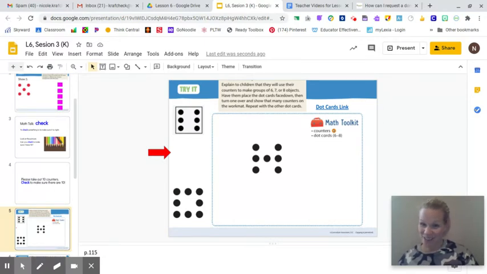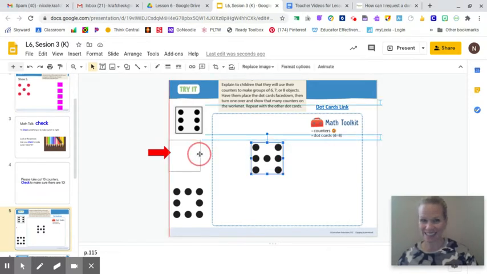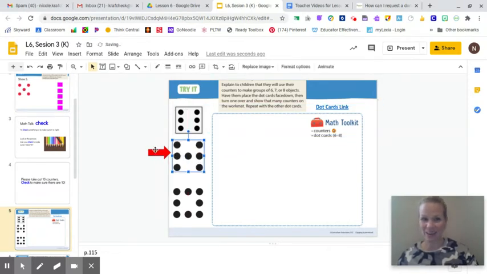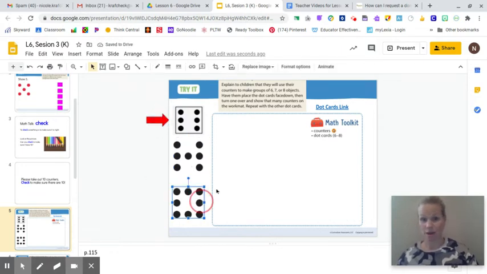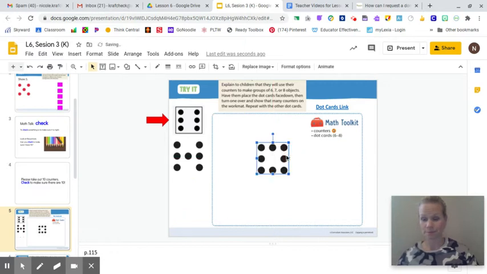Great job, you guys. If you need some extra time to show that, that's okay. You can always pause the video. All right, here's the next one, you guys. I'm just going to put this back up here. I want you to show me this many counters on your work mat. How many counters are there?